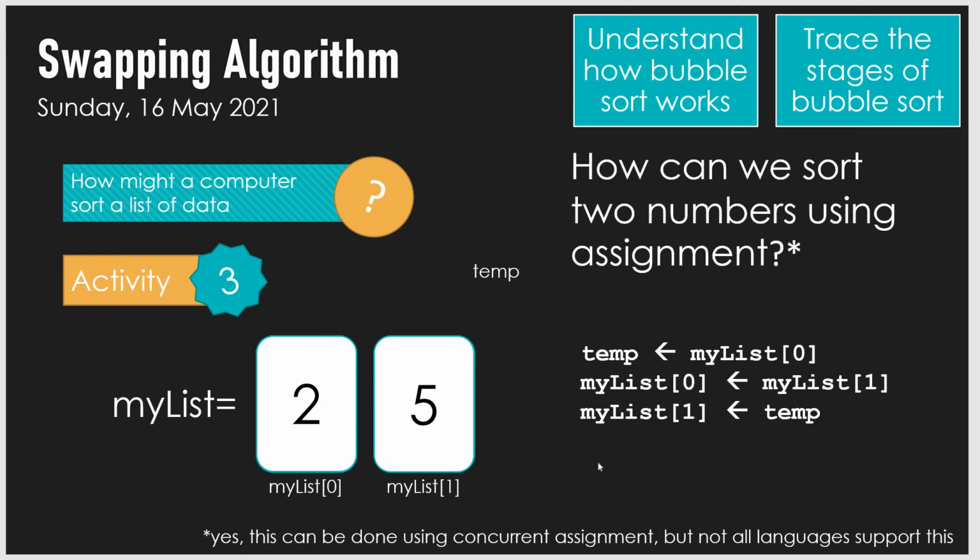Now, I know for people who use a programming language like Python, Python does have something called concurrent assignments. That means you can say my_list[0], my_list[1] equals my_list[1], my_list[0]. So what this does is it basically does the swap algorithm for you.